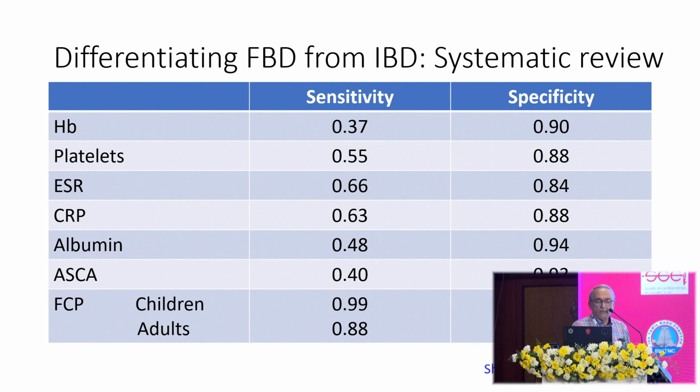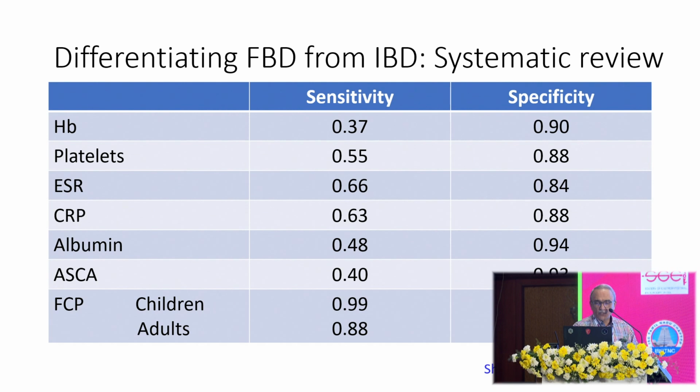So this is a much more recent systematic review, published last year. If you look at hemoglobin, it is not very sensitive, 37% sensitive, but quite specific, 90% specific. Platelets are a little more sensitive, not equally specific, and so on with ESR and CRP. Albumin, which is one of the things that I talked about, also has a role here.